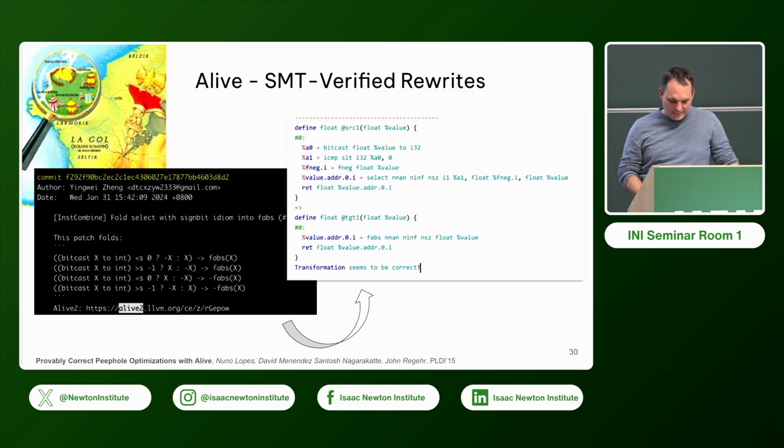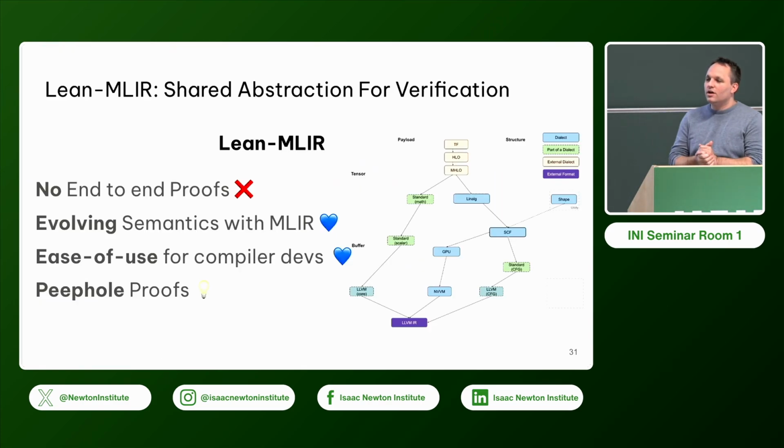What we built is a tool we call Lean MLIR, which is solving the easiest of the easiest problems. We immediately agreed that we don't want end-to-end proofs. These are really hard. We want to find something that evolves with the semantics of LLVM or MLIR at the pace that the community evolves. We want it to be trivial for compiler people to use. It needs to be so low effort that in your day-to-day development, it saves you time rather than costs you time.